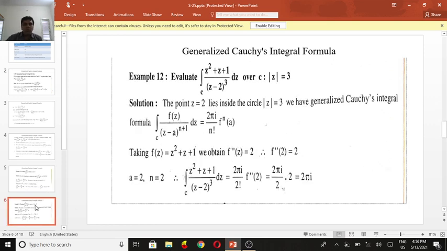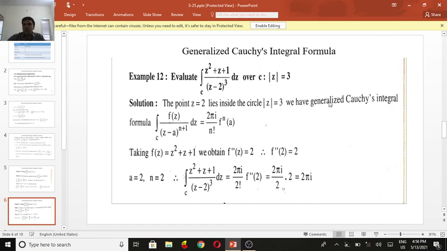So we come to one more problem. Evaluate the integral over C of z square plus z plus 1 divided by z minus 2 whole cube dz, where C is mod z equal to 3. Again we come to the point z equal to 2, so a is 2. The point a lies inside the circle, since z equal to 2 lies inside the circle mod z equal to 3.